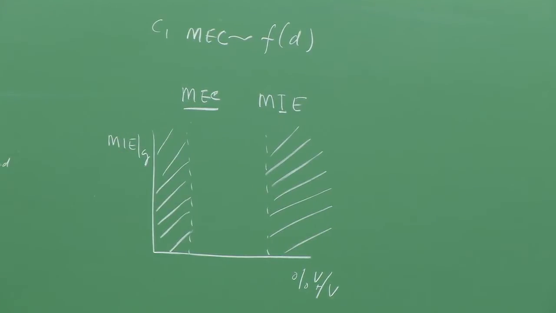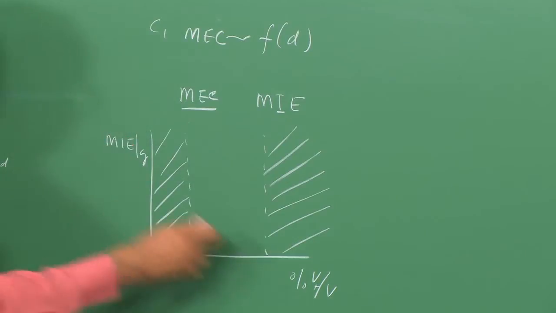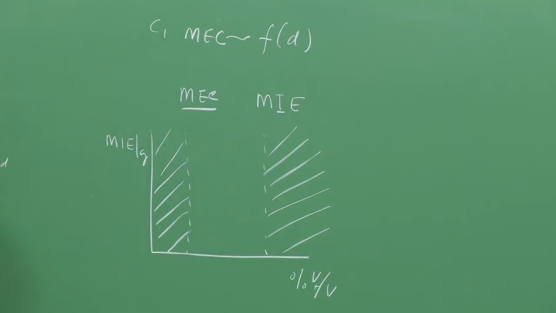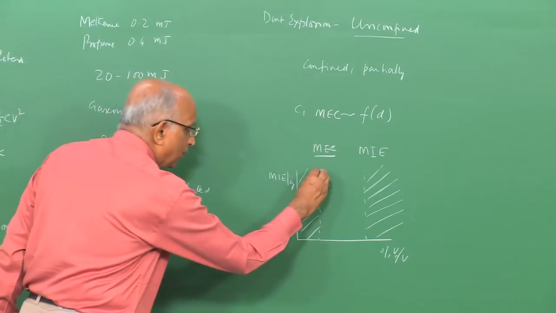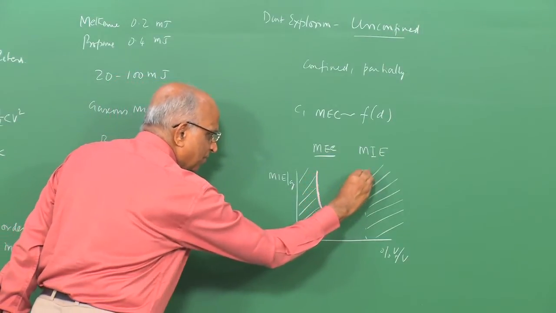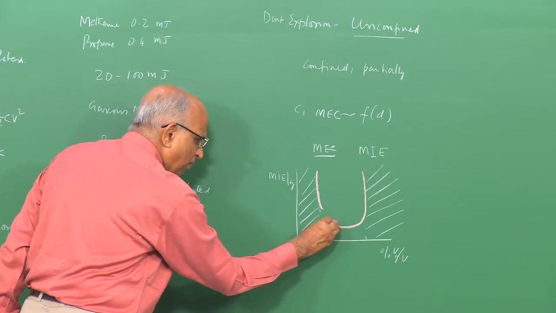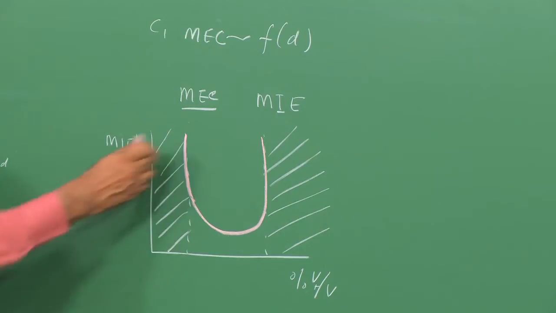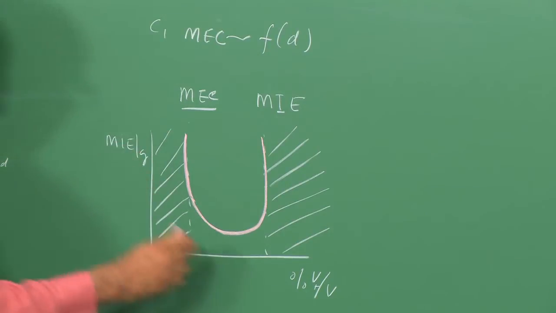Even if I give infinite energy, the gas cannot ignite. And therefore, the shape of the minimum ignition energy versus the percentage volume of the fuel in the volume of the mixture has a typical curve, something like this, followed by a flat bottom. That means I have a U-shaped curve. This is the type of curve we have of minimum ignition energy for a gas versus the percentage volume.